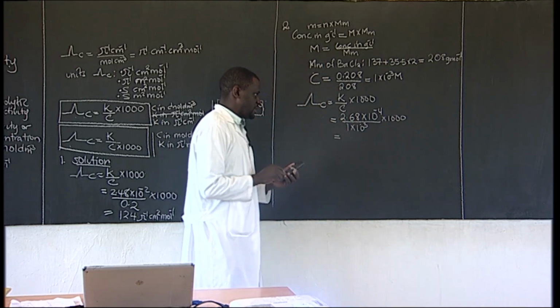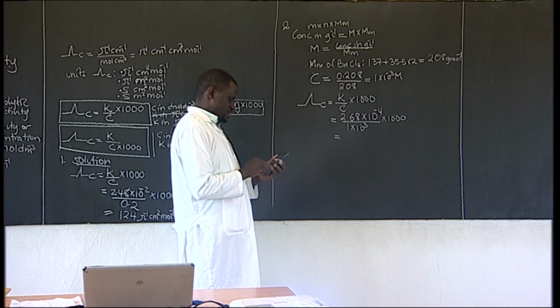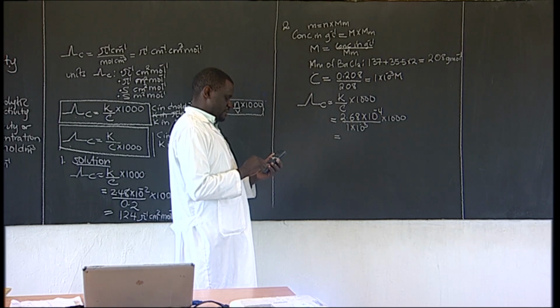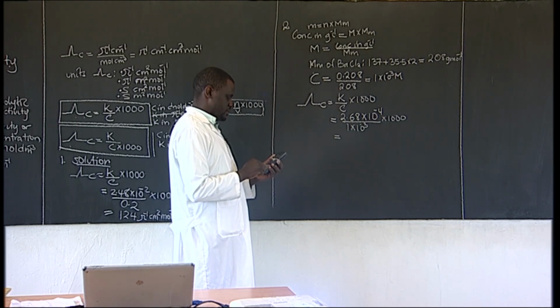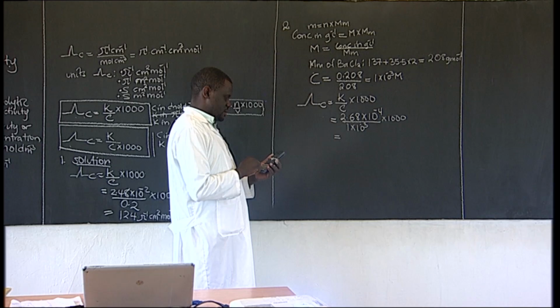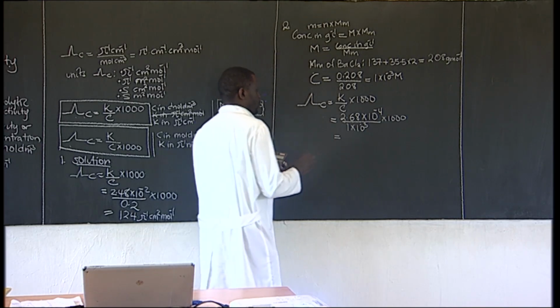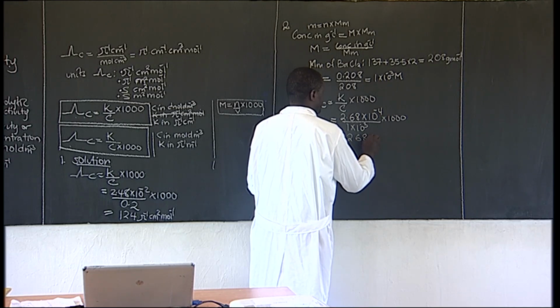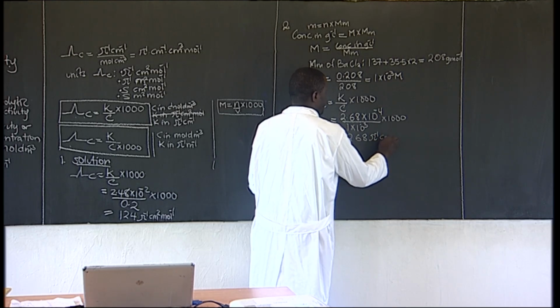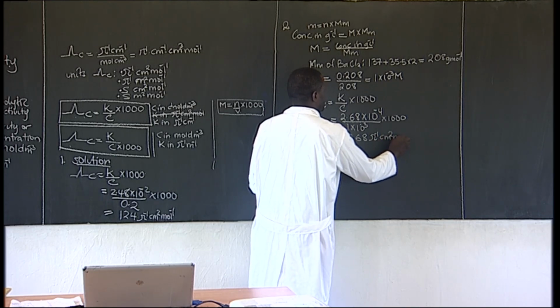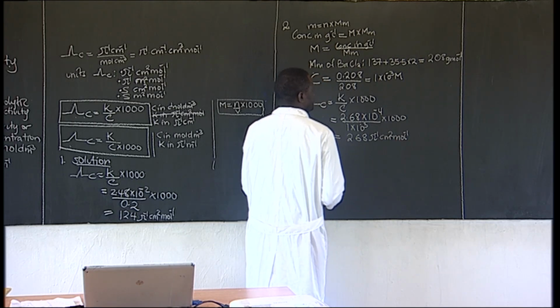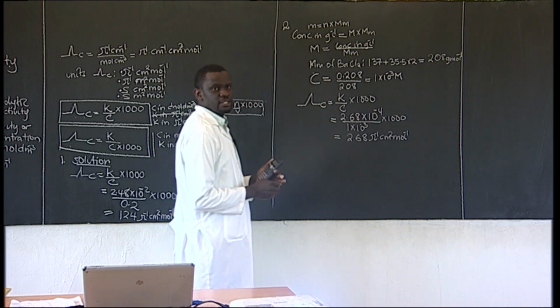1,000. So we shall say it is 2.68 times 10 to the power. You calculate and see if you can get the same answer. Divide by the answer times 1,000. So our molar conductivity will be 268 per ohm centimeter squared per mole.